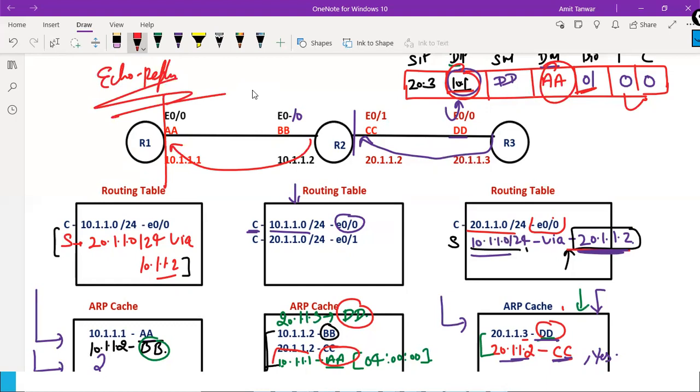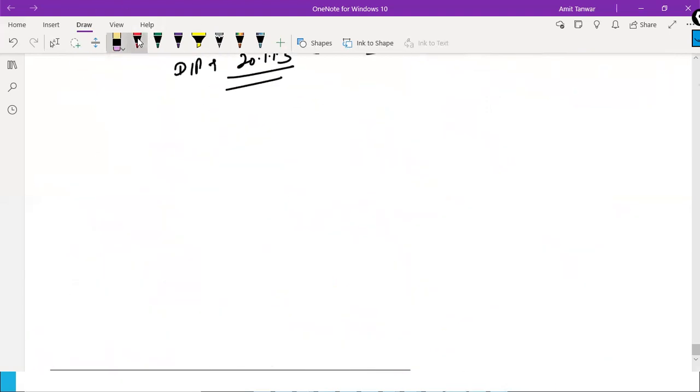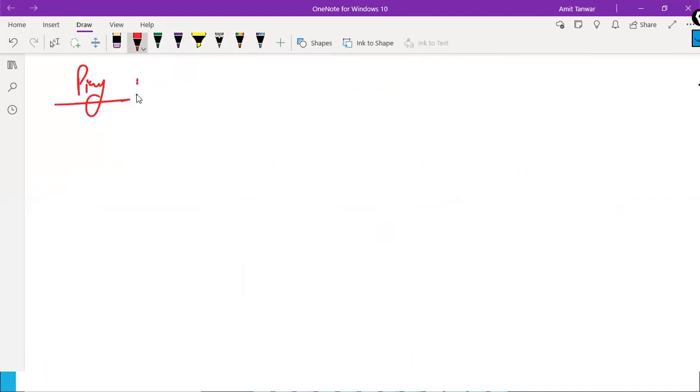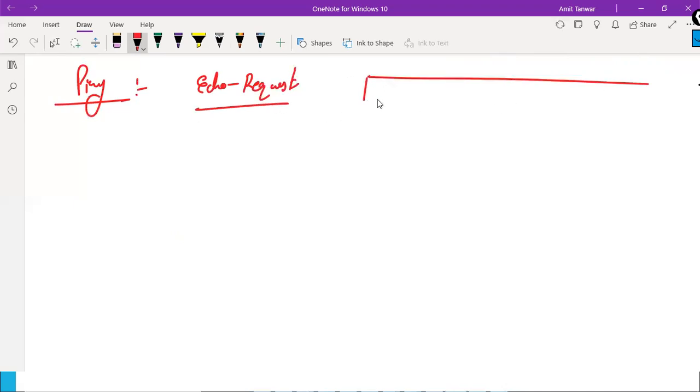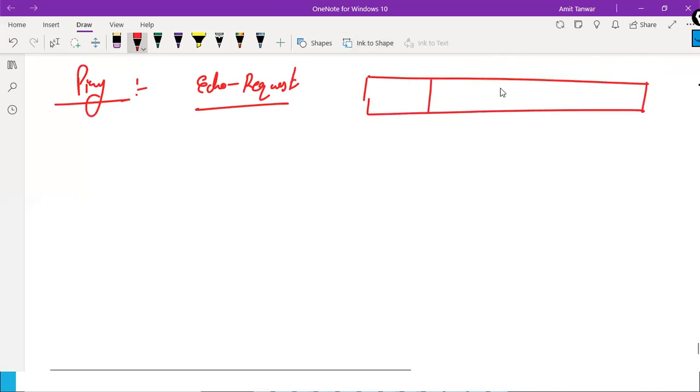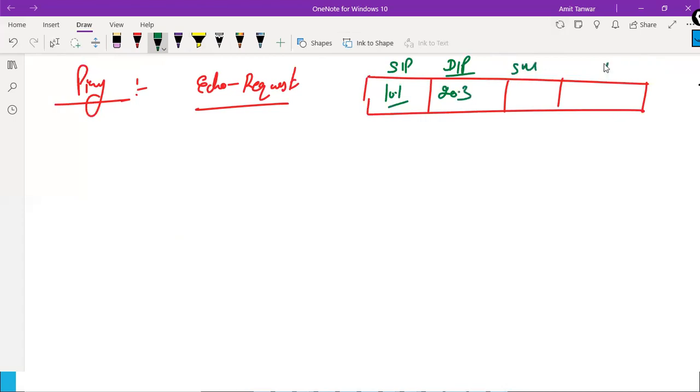So in the next hop, what will be the concept? The concept is all about recursive route lookup here. First of all, I'll just repeat the things, I'll summarize them now. When you ping, first we'll generate an echo request. But for the echo request, the source will check its routes. If a route is there, then it will generate source IP and destination IP. Source IP is 10.1, destination 20.3, with source MAC and destination MAC there.